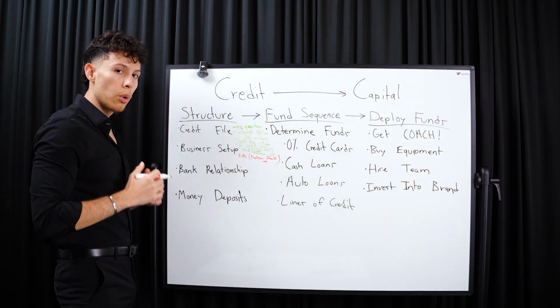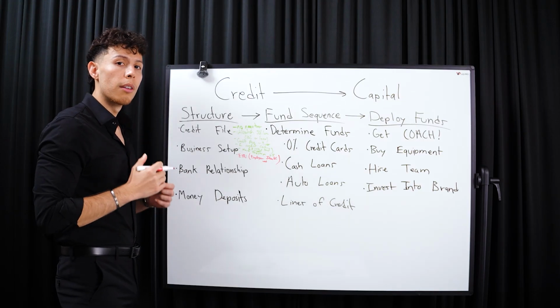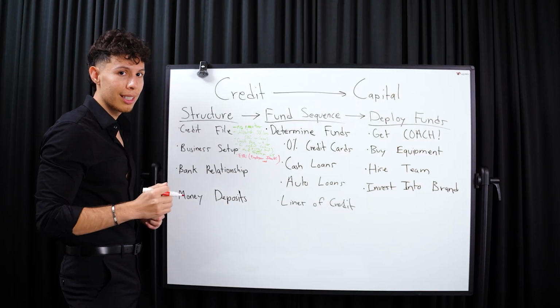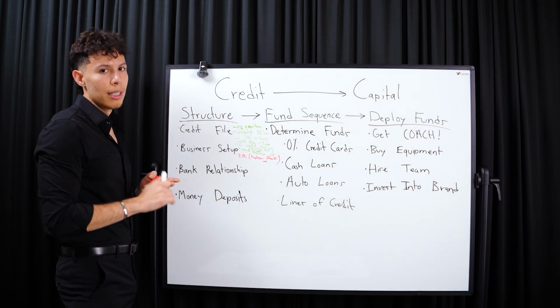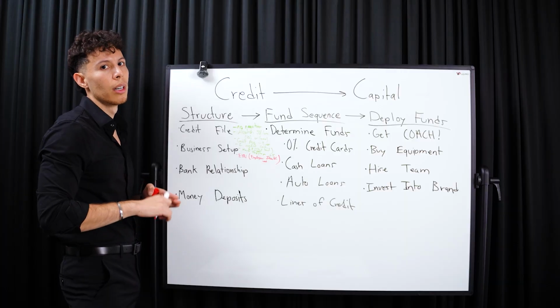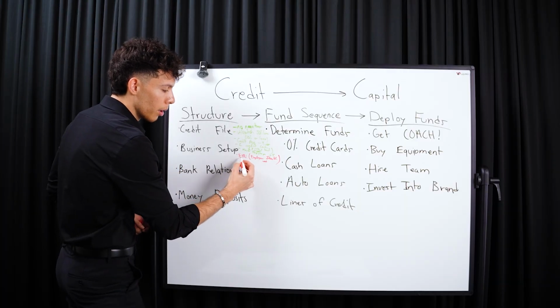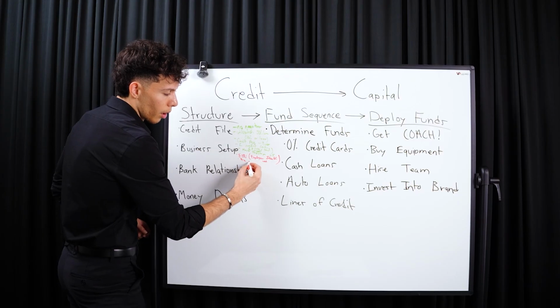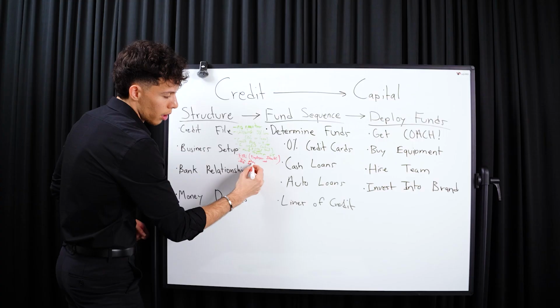How do we get that? In order for us to get that, we need to set up a business with our Secretary of State. So wherever you live, you can go to your Secretary of State and create a business. In order to create your business, you're going to need a business name, a business email address, business phone number, business address, and you're going to need a registered agent. Business phone number, you can use your own number. Business address, you can use your home address.